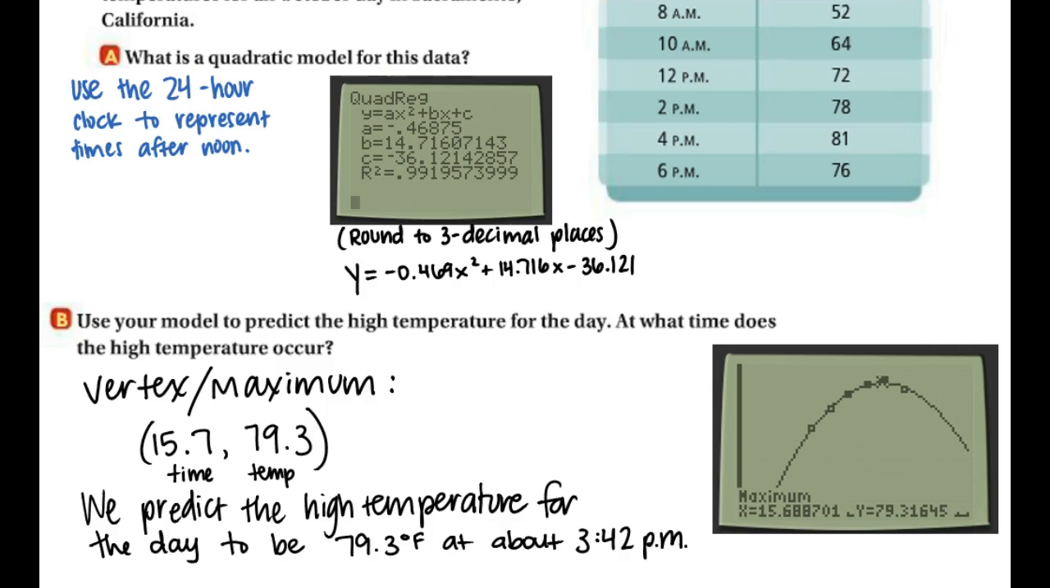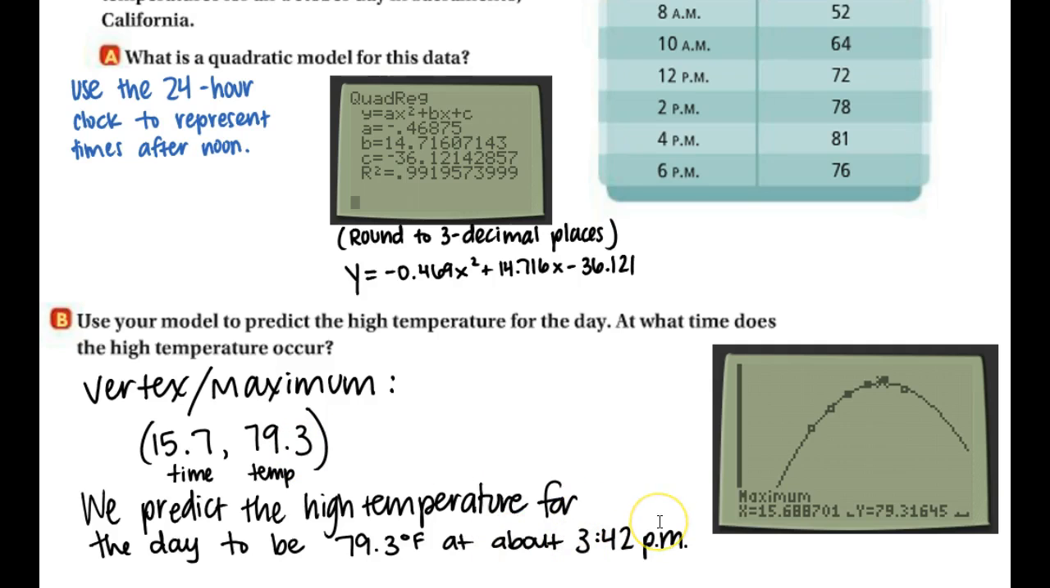So let's take a moment and write that down and interpret our results. So as we discussed, the vertex of the maximum point is at the coordinate 15.7, 79.3, and this is approximate or rounded. So to interpret that, we can say that we are predicting that the high temperature for the day will be about 79.3 degrees Fahrenheit, so that's the y-coordinate of this vertex maximum point, and the time is approximately 3:42 p.m.